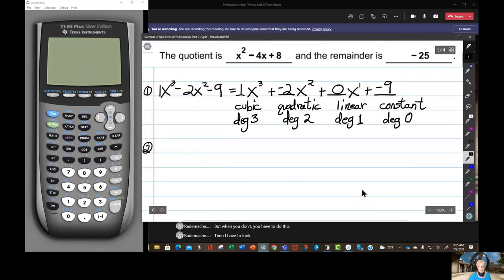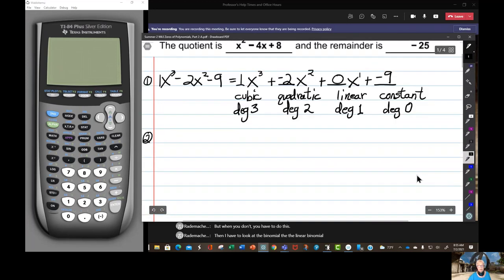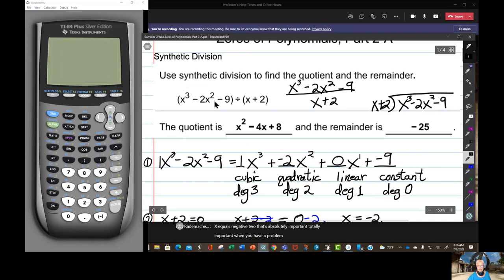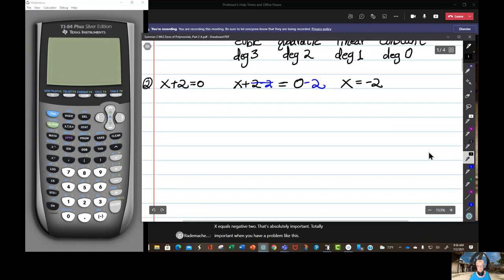Then I have to look at the linear binomial that I'm dividing by, x plus 2. I have to set it equal to 0 and solve for x. So I have x plus 2 equals 0, and I'll subtract 2 from both sides of this little equation. 2 minus 2 is 0, and I'll be left with x equals negative 2. That's absolutely important. Totally important when you have a problem like this. All right, now I am ready to do synthetic division.